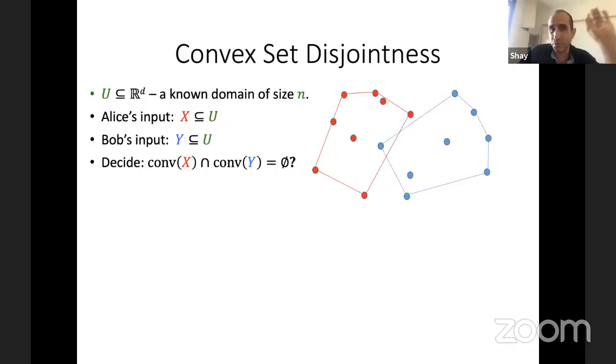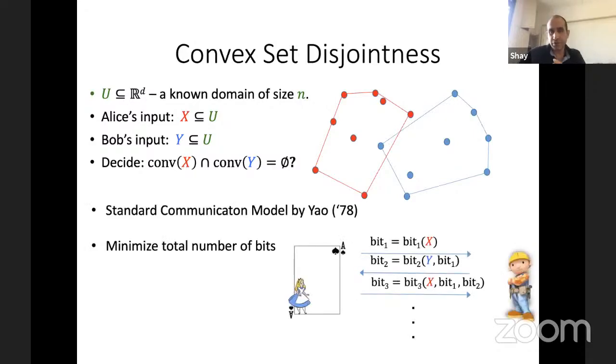So let me just stress that the domain is known. The universe is known to both parties. So as I said before, it may be all points that can be represented within certain precision. So the communication protocol may depend on the domain. We will consider the standard communication model by Yao. The parties communicate round by round. In each round, one of the parties sends a bit to the other party, and the goal is to minimize the total number of bits.